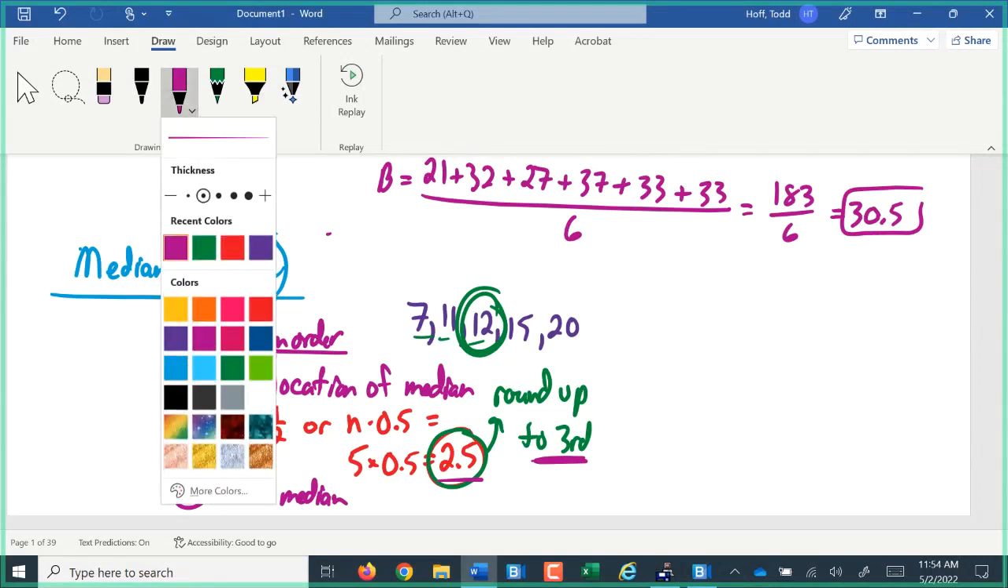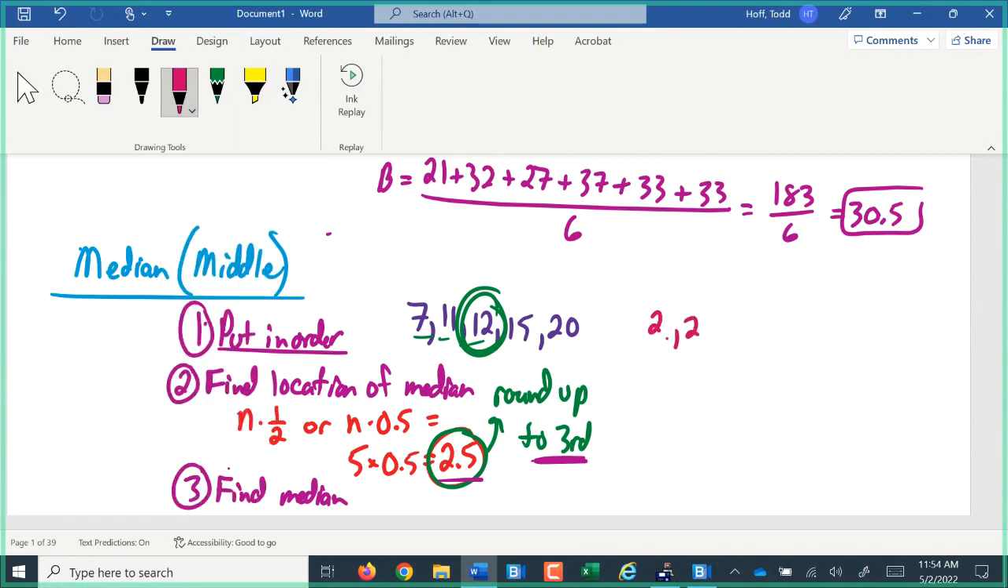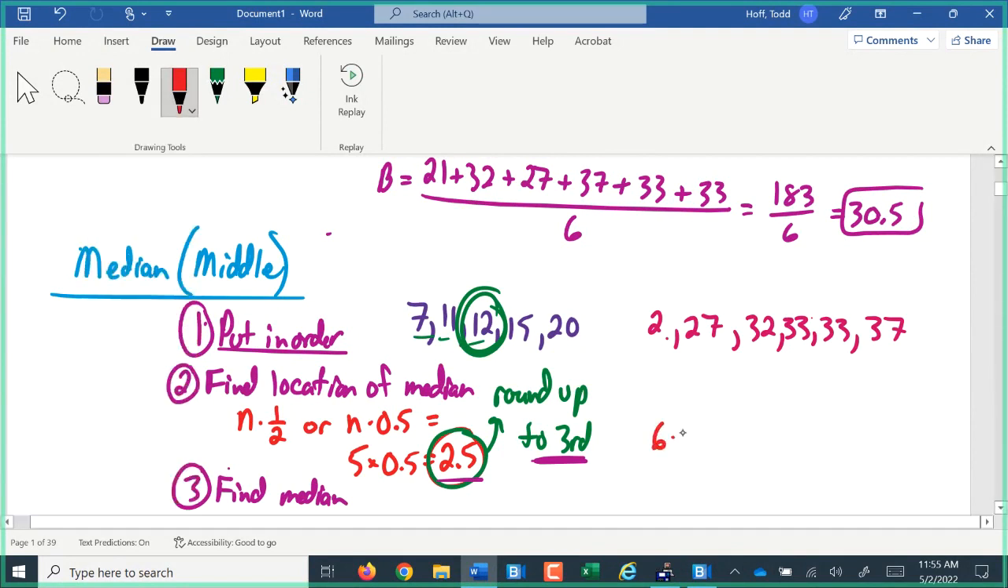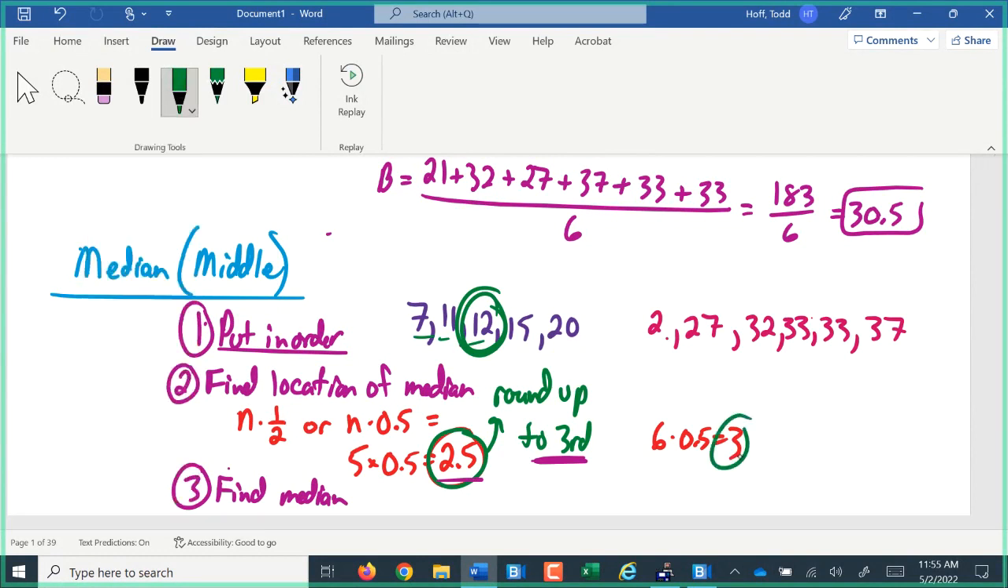So let's do this now for the second set of numbers. Let's put those in order. We've got 21, 27, 32, 33, 33, and 37. We'll find the location there. Well, n is 6, so it's 6 times 0.5, which is 3. Now, since that is an integer, then the location is between that location, which is the third, and the next location, which would be the fourth.